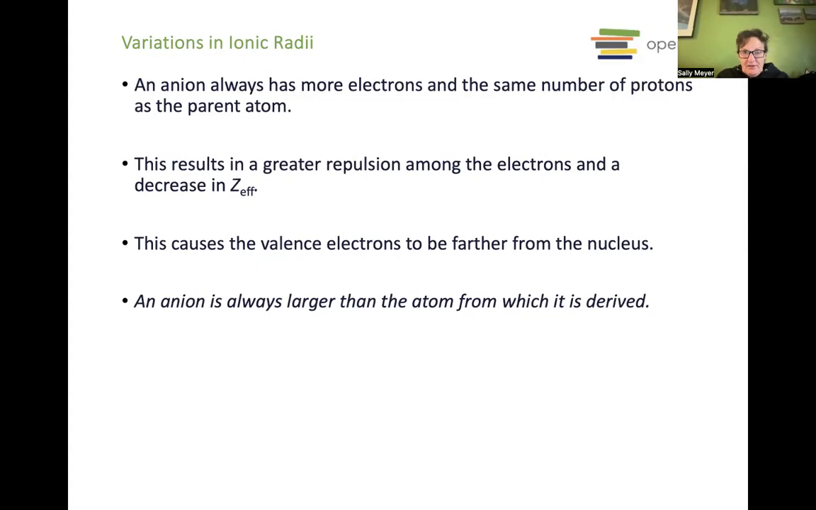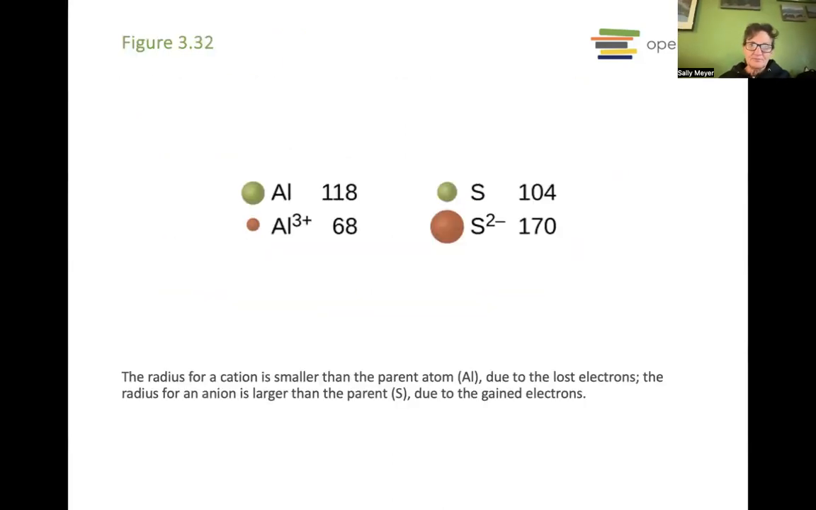An anion is different, though, in that it always has more electrons than the same number of protons as the parent atom. And this results in a greater repulsion among the electrons and a decrease in Z effective. So the charge on the nucleus doesn't feel as strong because of those other electrons being added. And this causes the valence electrons to be further from the nucleus. And an anion, therefore, is always larger than the atom from which it was derived. So this is just a couple of visuals to show you that. Aluminum and the +3 cation, sulfur and the -2 anion.